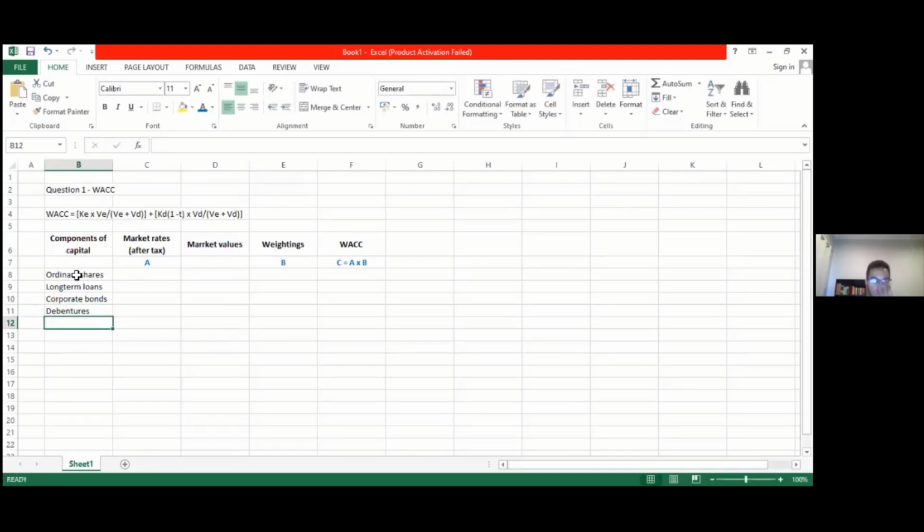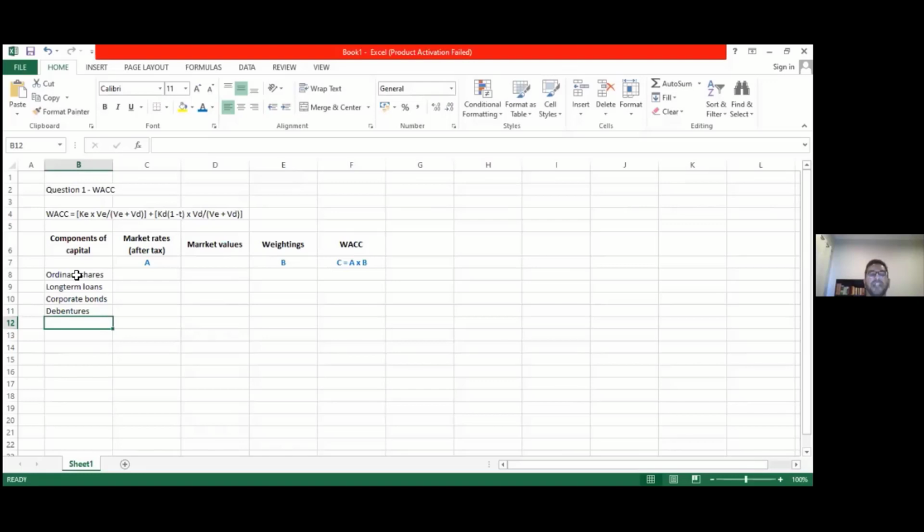So like we said, the first thing you do, identify your components of capital. Your components of capital is all equity and your long-term interest-bearing debt. You need to list each instrument making up equity, and you need to list each instrument making up debt. Under debt, we have long-term loans, corporate bonds, debentures. Under equity, we only have ordinary shares.